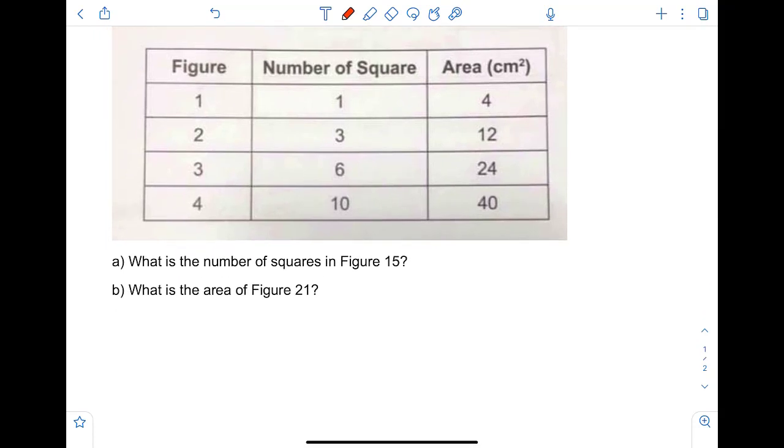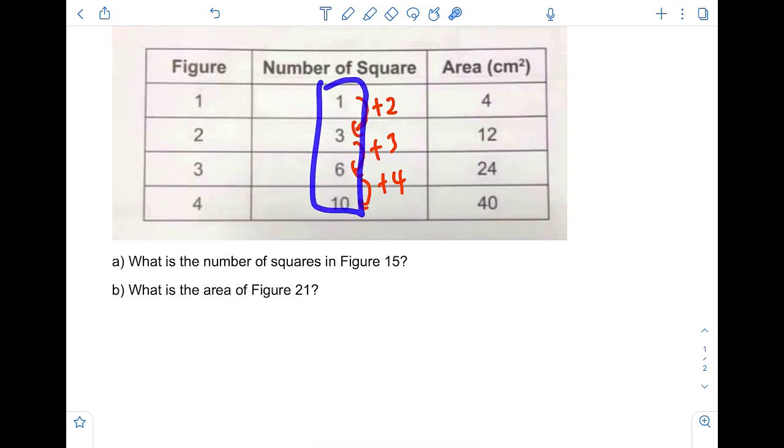Alright, so from 1 becoming 3, that is a plus of 2. 3 to 6, that is plus 3. Next one, plus 4. Okay, so that is what's happening to the squares. And if you notice, this is an addition of 2, addition of 3, addition of 4. So the next one will be plus 5, plus 6, and so on. When you see this type of sequence, alright, what you can apply is this special formula.